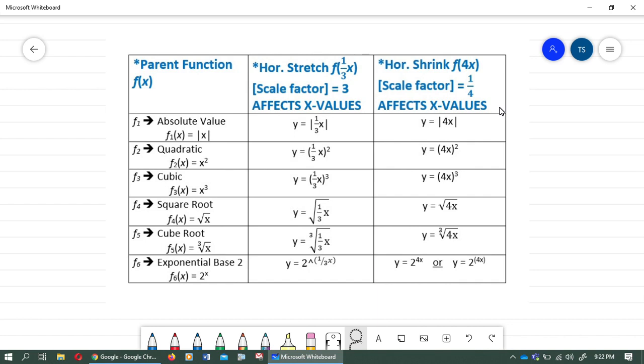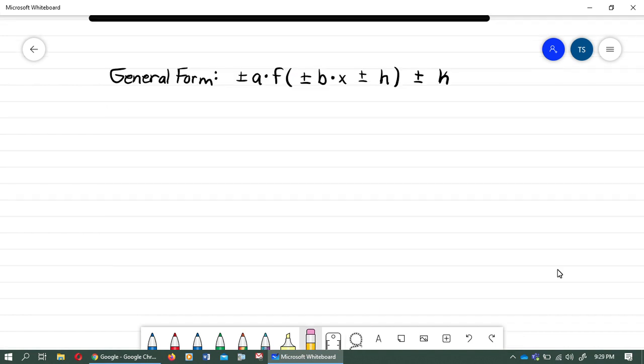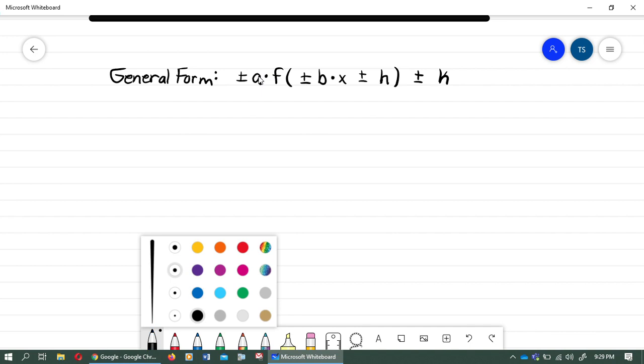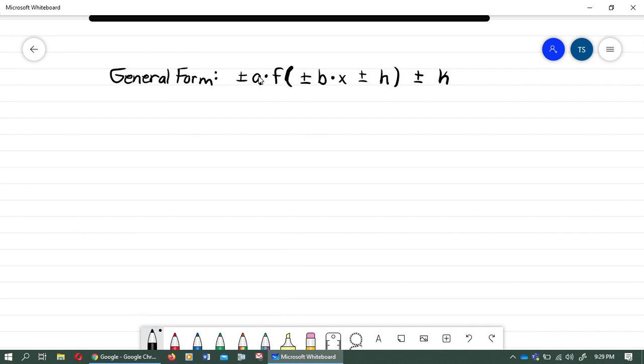But anyway, guys, here we go. All right, so guys, here it is. This is sort of a general form for function notation. This form has pretty much every type of transformation involved here, not that we're going to be looking at equations that involve every type of transformation.